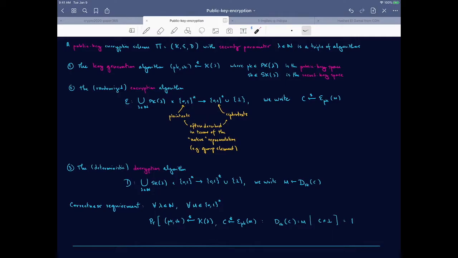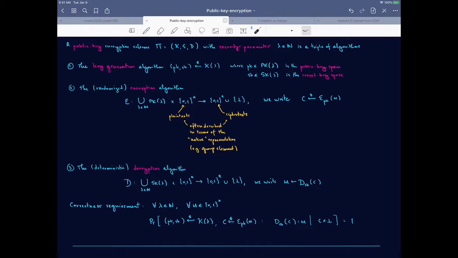For correctness, we require the obvious thing: for every security parameter, no matter how you set it, and for every message that you might want to encrypt, if we run this experiment where we run the key generation algorithm to get a public key and a secret key, and then for the message M that we fixed, we encrypt M under the public key to get a ciphertext. If we condition upon the ciphertext not being bottom, meaning we actually do get a ciphertext produced, then it has to be the case that if we decrypt that ciphertext under the secret key that corresponds to the public key used to encrypt, then we get back the message.